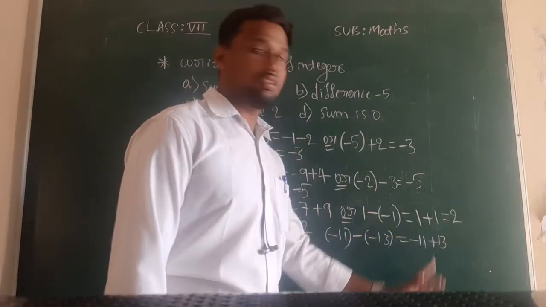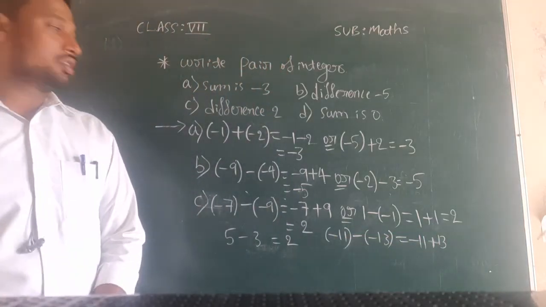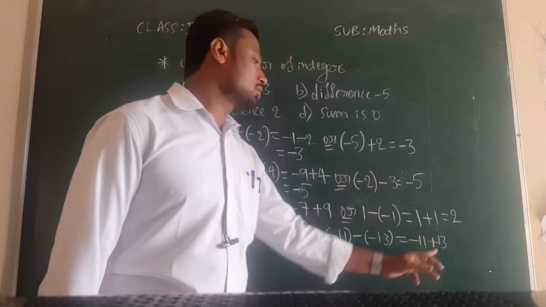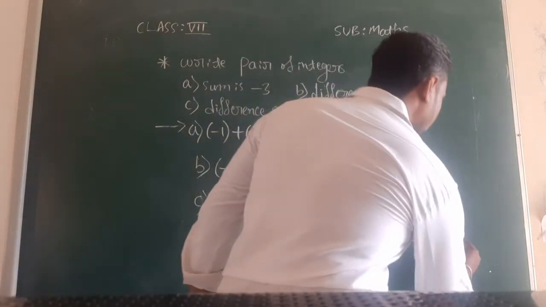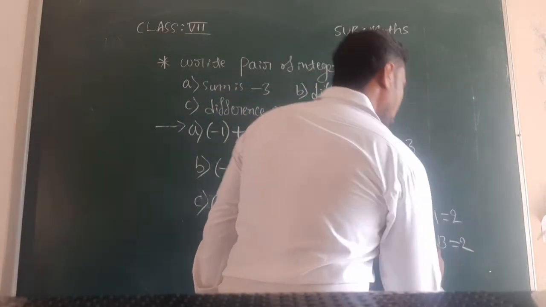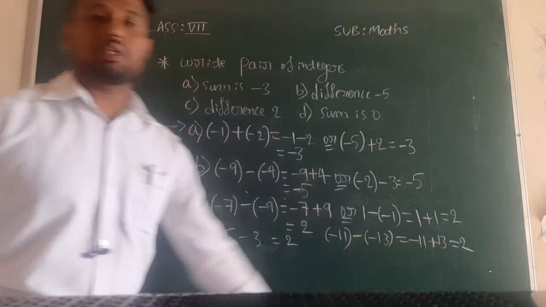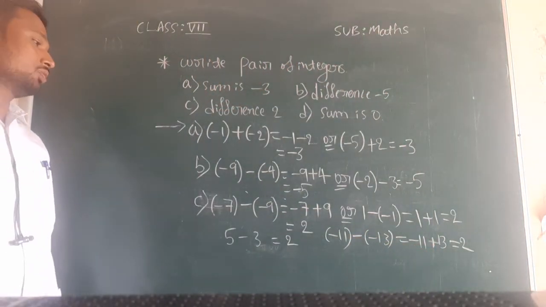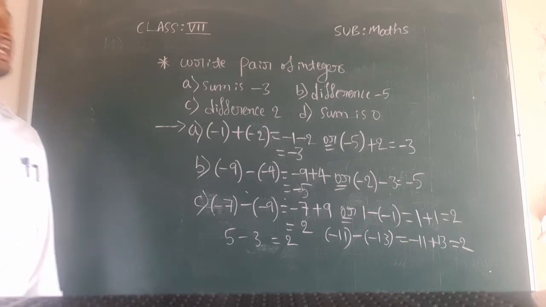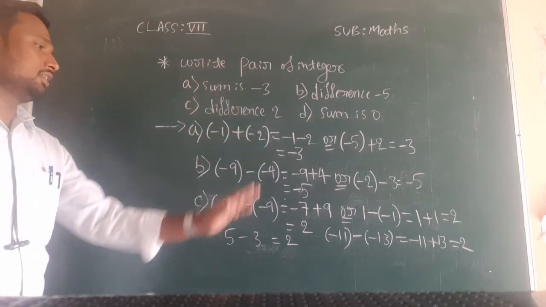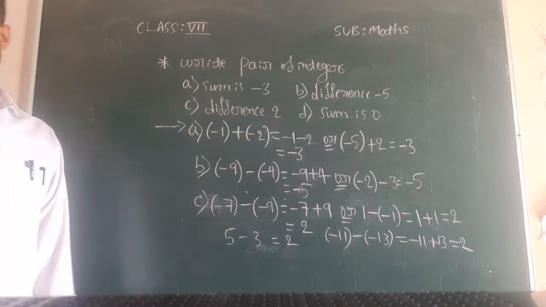Minus into plus minus. So 13 minus 11 means we will get 2, and the sign in front of the bigger value is plus. Therefore we will get plus 2. Like this you can write so many pairs of integers to get difference as 2.